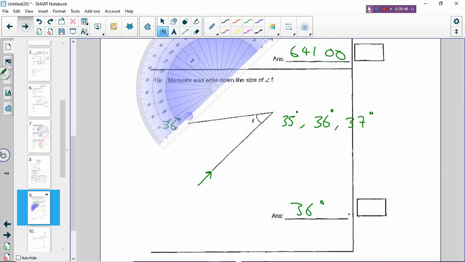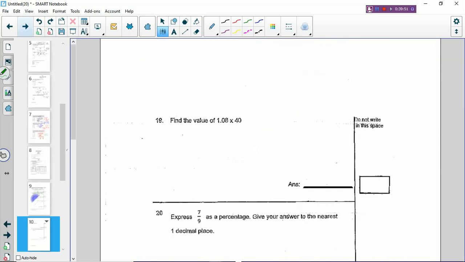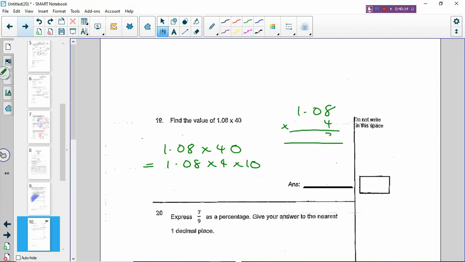Okay, next question. Now find the value of 1.08 times 40. Now you have to break up the numbers into number bonds so that it's easier to work out. For example, I can take 1.08 times 4 times 10. So you take 1.08 times 4, so do your working, which is your P4 decimal. So 8 times 4 is 32, and then 0 times 4 is 0, then plus 3, that will be 3, then decimal point, and then 1 times 4. Okay, so that will be 4.32.